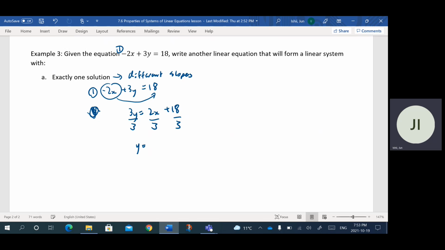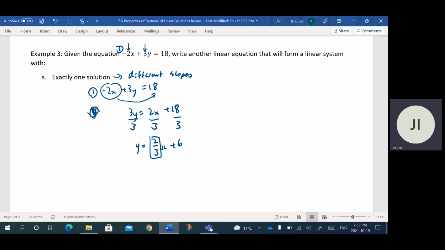And therefore, y is going to equal 2 over 3x plus 6. Okay, so the slope of this first line, the line that's given to you, is 2 over 3. Well, if you look at the coefficients here, the 3 and the negative 2, you can see that, yeah, it's rise over run.